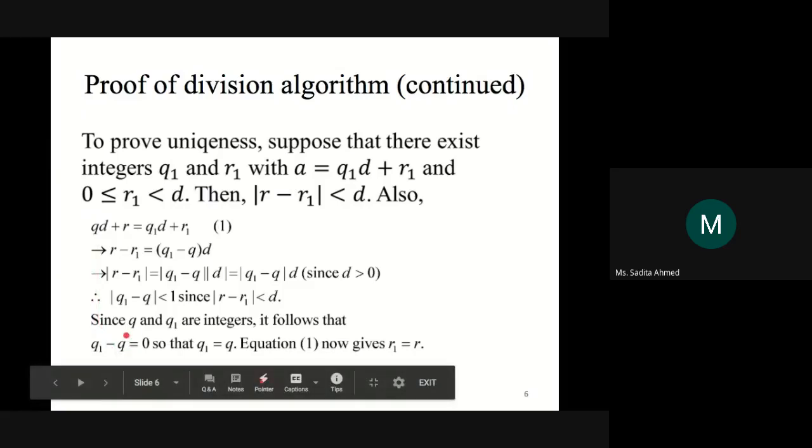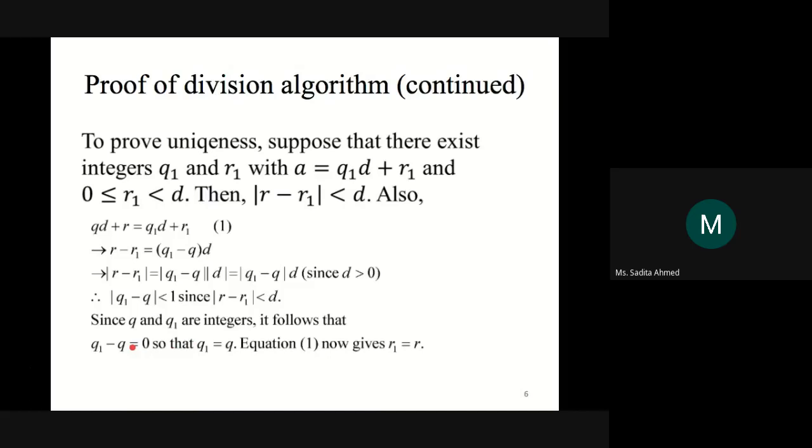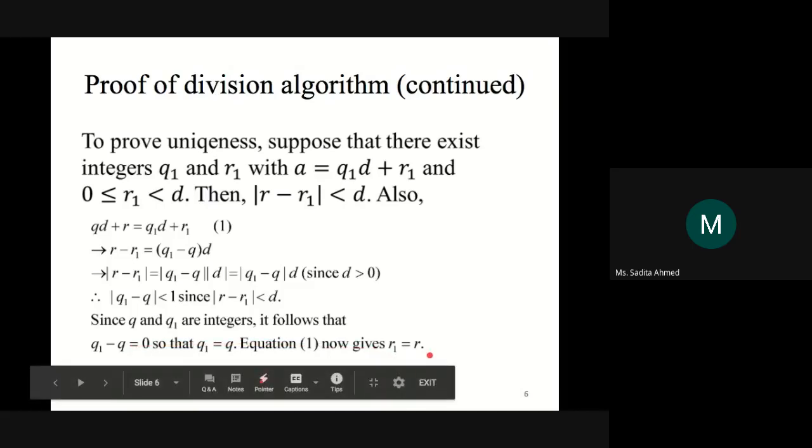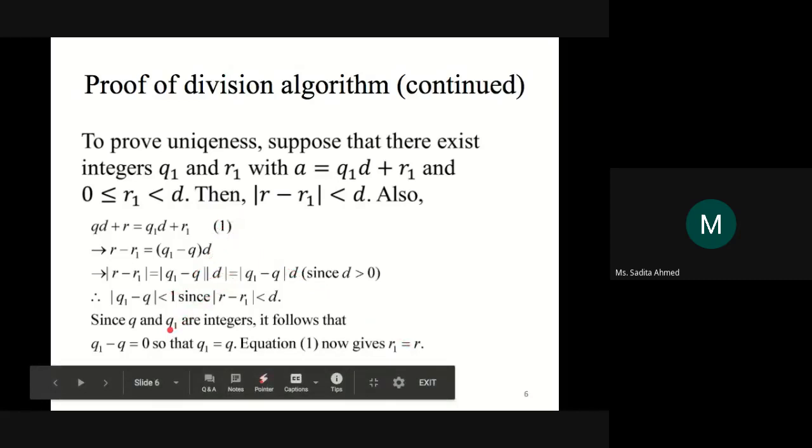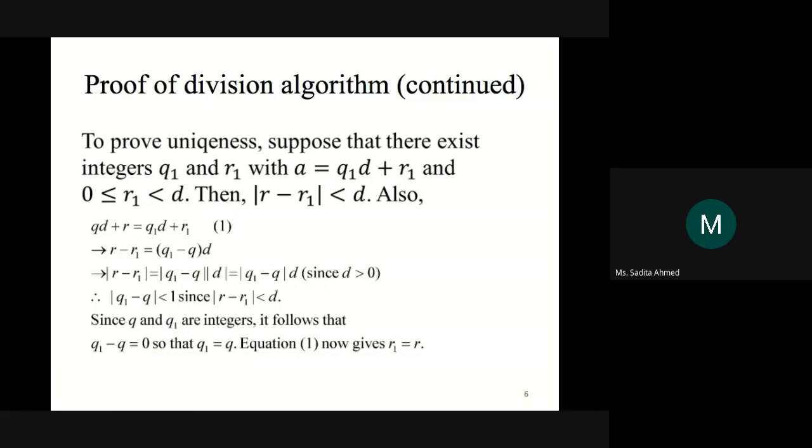Okay, so it must mean that Q1 minus Q is not a fraction. Also, that the result is 0. That is, Q1 and Q are the same numbers. The conclusion must be that Q1 and Q are the same numbers and R1 and R are the same numbers. But assuming that they are not unique, that is, there is some other quotient or some other remainder, we see that we are arriving at a contradiction. It must mean that the quotient and the remainder for the same A and the same D will be unique. Okay. That is, Q1 and Q basically are the same number. R1 and R are the same number.